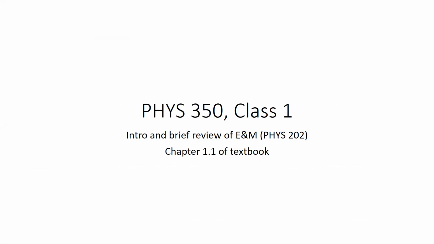Welcome to the class. This lecture will be an introduction to the class and a brief review of electricity and magnetism at the level of Physics 202, which you all have taken. It will also cover chapter 1.1 of the textbook, which is a review of vector algebra, dot product and cross product, and that sort of thing. So, an overview of the class.